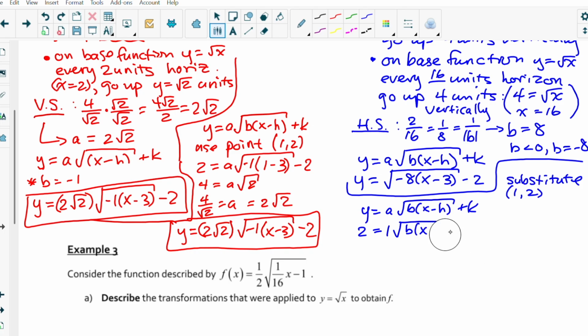In this case, a small little adjustment. Oops, I forgot to make some substitutions. I know it's reflected about the y-axis, so I'm going to make that a -b, and then the x value is 1 minus 3, and then minus 2. Let's solve for b. That's 4 equals negative b times negative 2, that's 2b. Square both sides, and I get b equals 8.